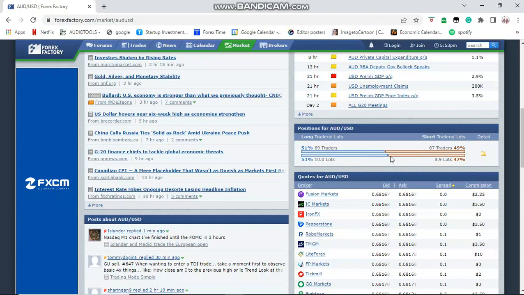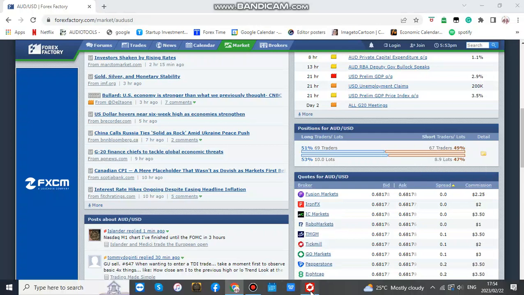There were a lot more buyers than sellers, but I do see that the tables have flipped a little bit over here. But it's still 53% are buy lots. And 51% of the traders are in a long position, a buy position. 67 traders, so 49% is in a sell position.